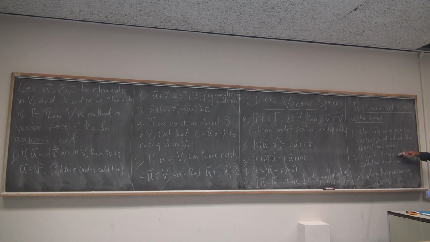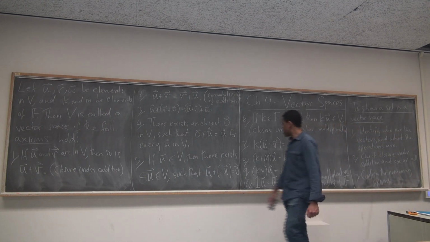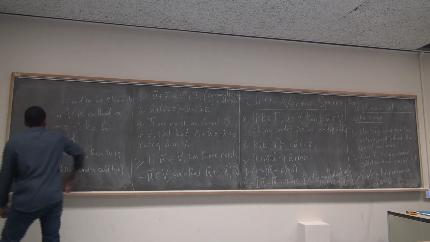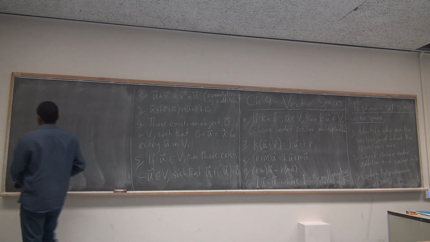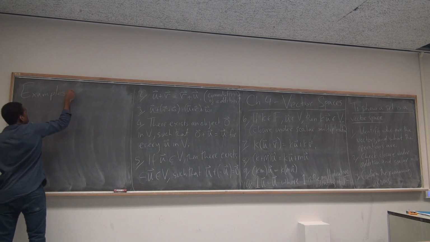A lot of times these are the first guys to mess up, so you normally want to check those first. Another thing to check is if there is a 0 element in the thing. That also messes up a lot of the time. So how about some examples and non-examples?